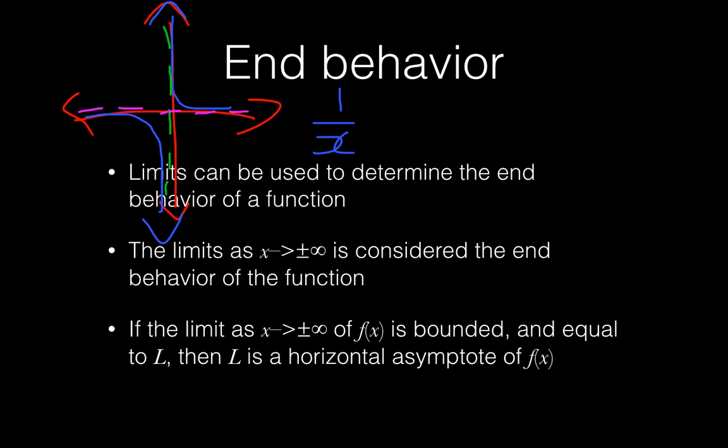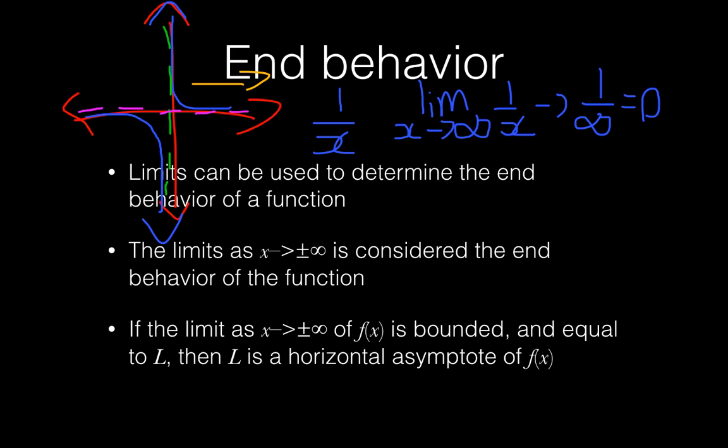Essentially, as this graph goes farther and farther on, what value is the function going to be approaching? So basically what we have is the limit as x approaches infinity of 1 over x, and this is just going to result in 1 over infinity, and that simplifies to 0. So we know that going to the right, the function is going to approach 0.